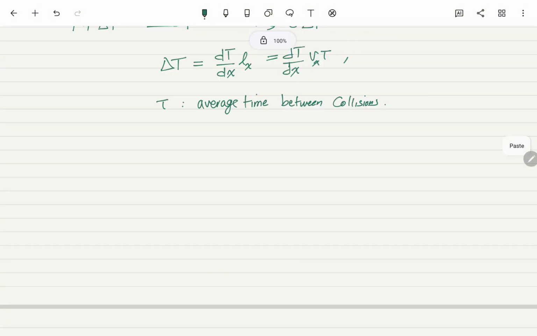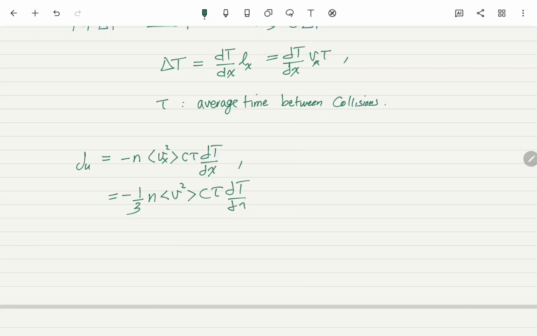Therefore, the net flux of energy J U is equal to minus n Vx squared c tau dT by dx, or equal to minus 1 over 3 n v squared c tau dT by dx.